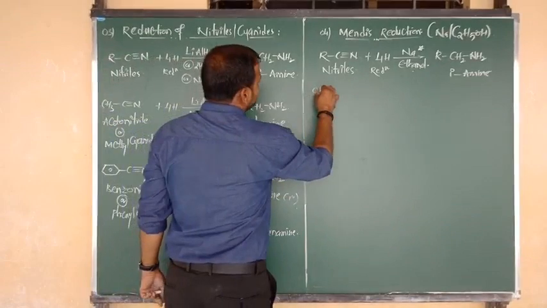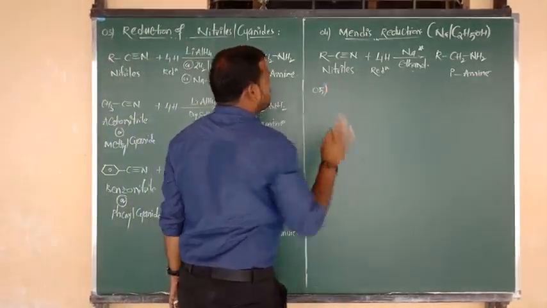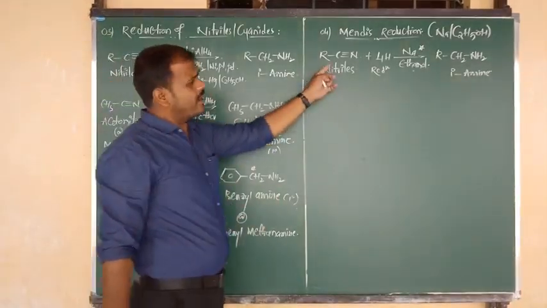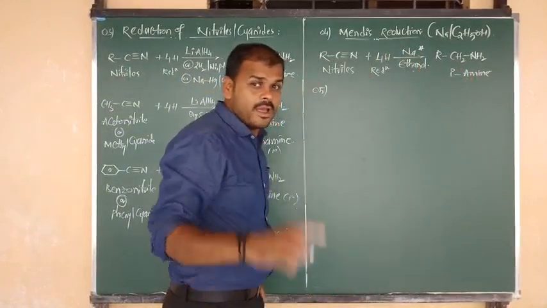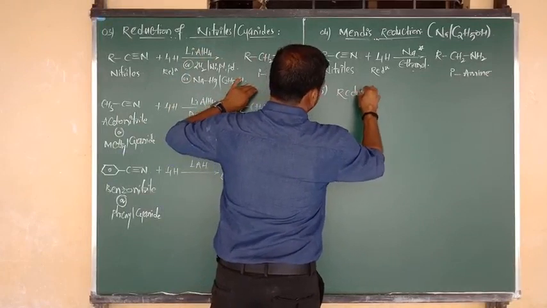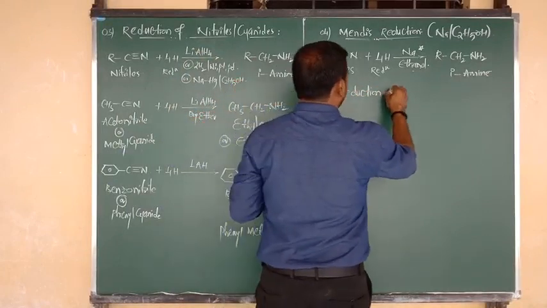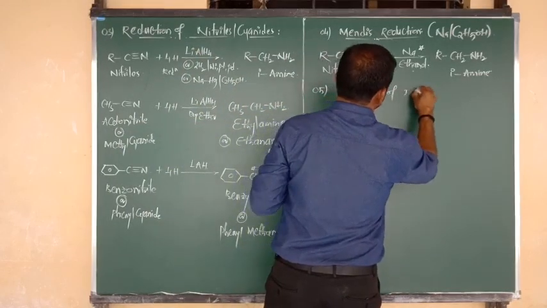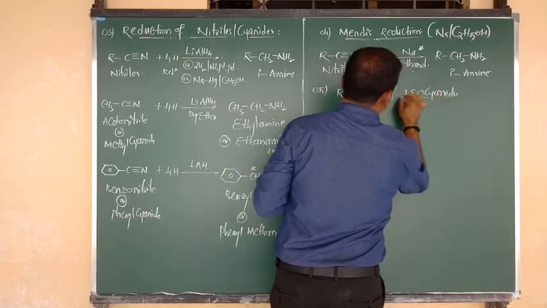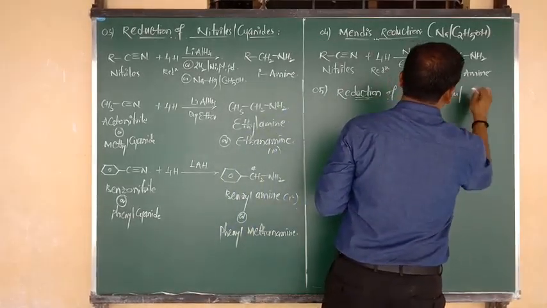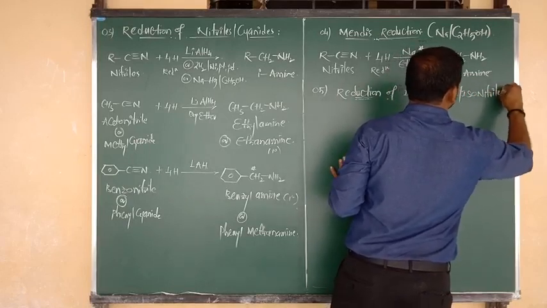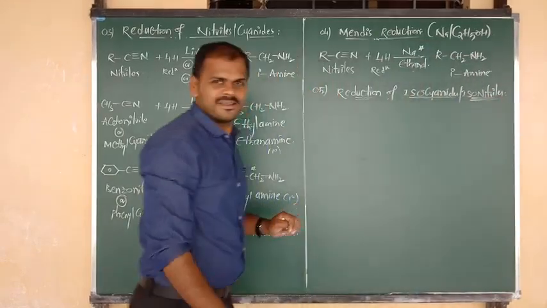Very good. Next, the fifth method of preparation I am going to tell you. Up to now, what we did is that cyanides or nitriles upon reduction give primary amine. Here also nitriles upon reduction give what? Primary amine. Now I want to consider isocyanides. Method number 5 is the reduction of isocyanides, and also we can say the reduction of isonitriles.